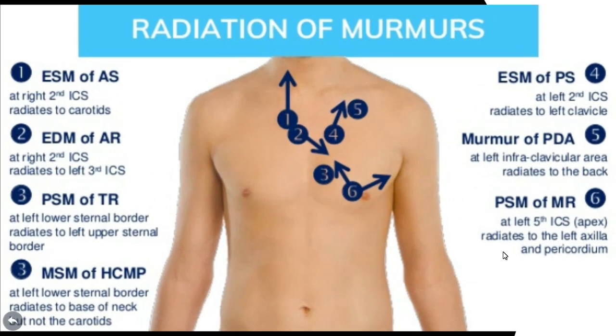Radiation. These are the radiation of murmurs. It can range. If the patient has aortic stenosis, you have radiation to the carotids. So usually it can be auscultated at the lower part of the neck, or it radiates to the left third intercostal space for AR. So we have to determine if there is a radiation of murmur.